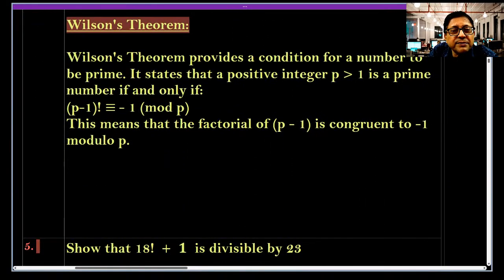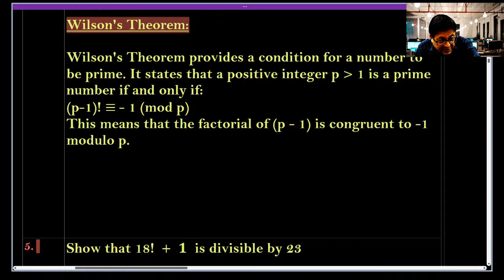Now Wilson's theorem. Read the theorem. This provides a condition for a number to be prime. See? Checking primality by Wilson's theorem. Yes, it can be done, although there are some restrictions. But restriction means numbers cannot be very large. Then finding the factorial will be very difficult for us.